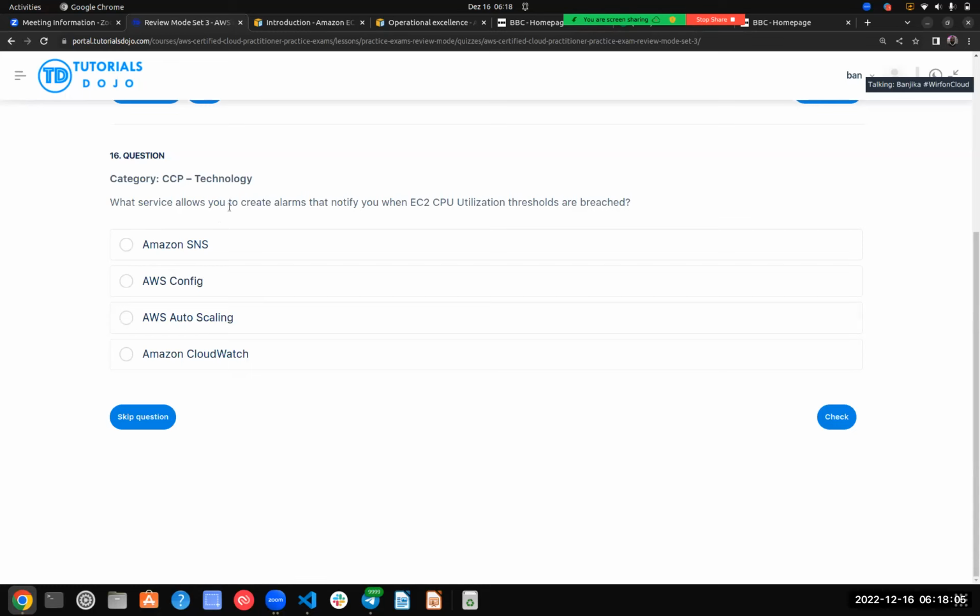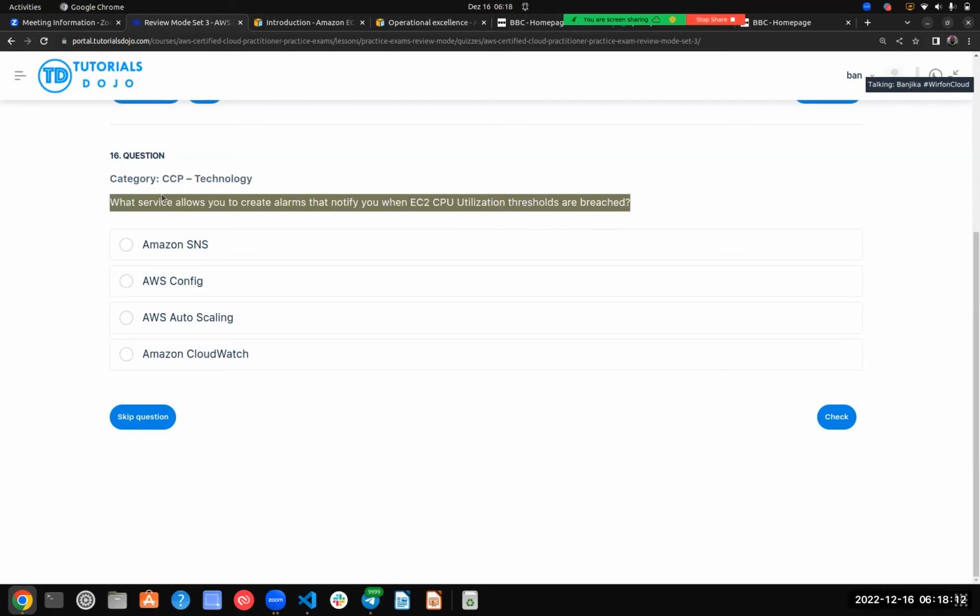What service allows you to create alarms that notify you when EC2 CPU utilization thresholds are breached? Is that for me? Is there still someone from the team? There are 4 of them. If someone can, if not, then we'll move ahead.